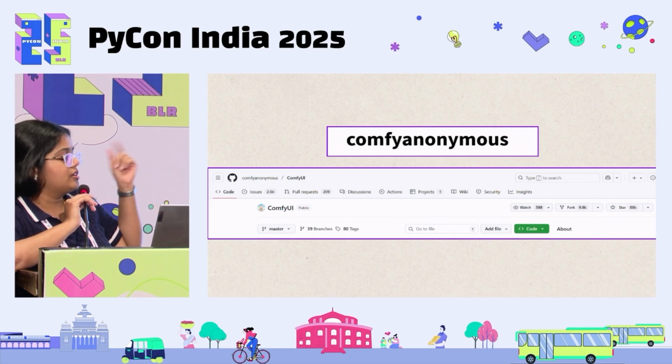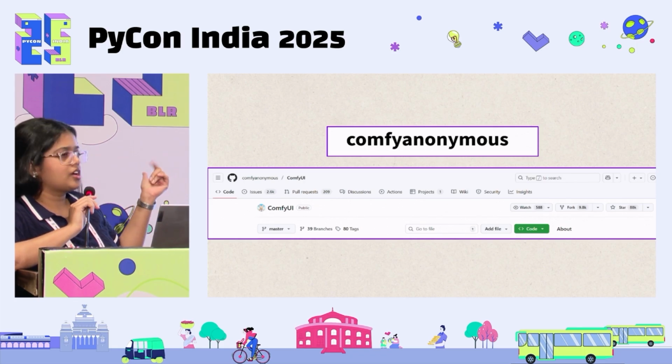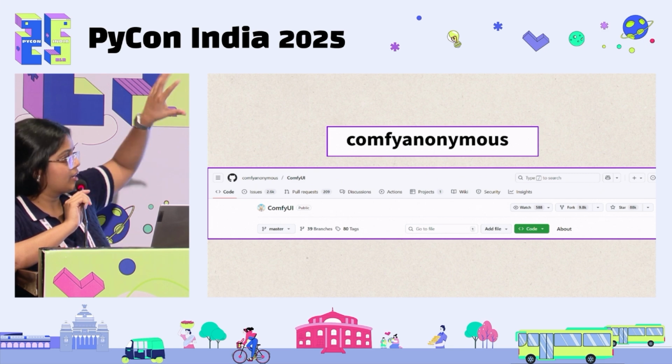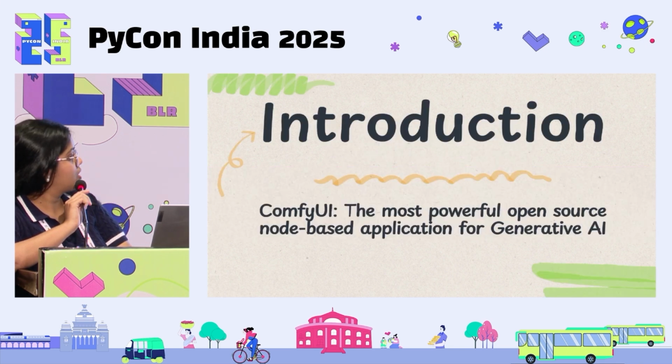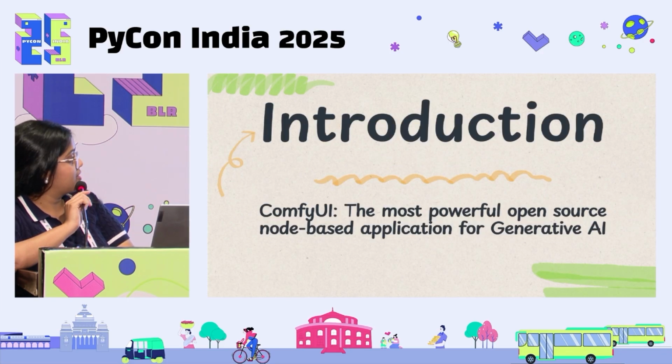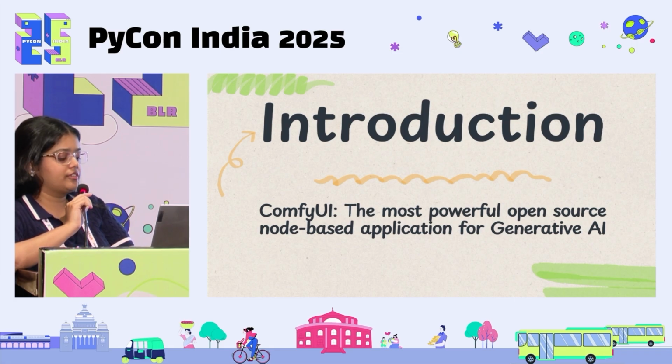ComfyUI started around Jan 2023 by this developer named Comfy Anonymous, who's not actually anonymous. He's quite famous now. He built this workflow where you can build your own nodes and you can create this whole UI. And this is how it looks like. I'll just show you that interface in a moment. But this sort of became the most powerful open source node based application for visual generative AI right now.